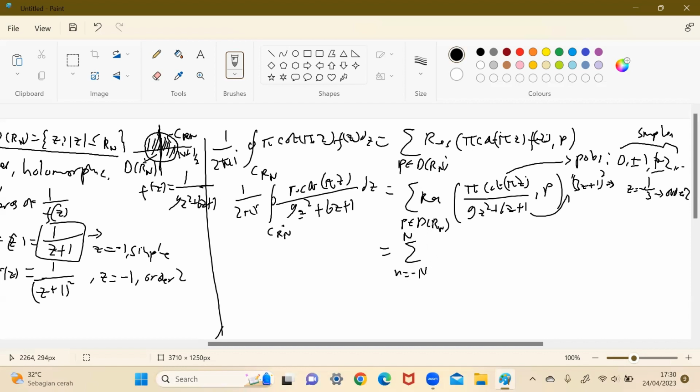Now notice that if we're taking a look at just the disk with radius Rn, we're going to limit ourselves to the poles that are inside of this circle, basically. Now I'm just going to say this is the residue of gz at n plus the other residue of gz when z is equal to negative 1/3.